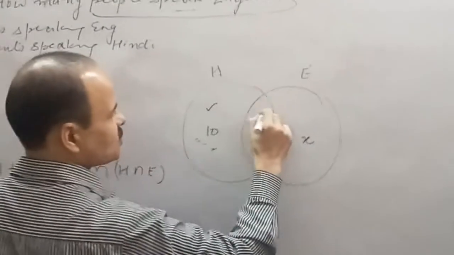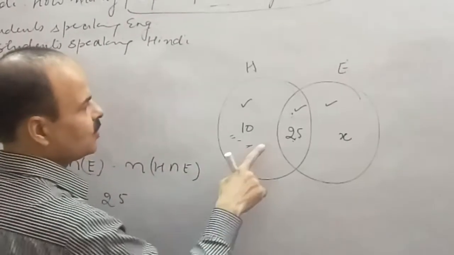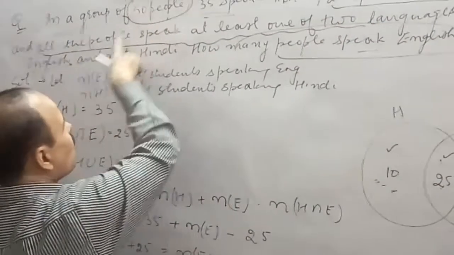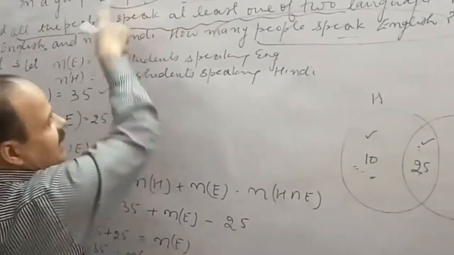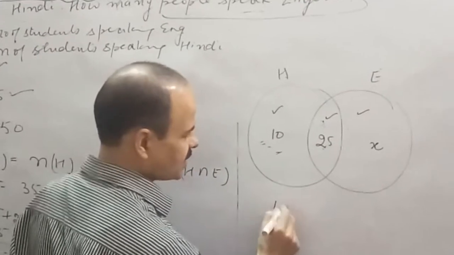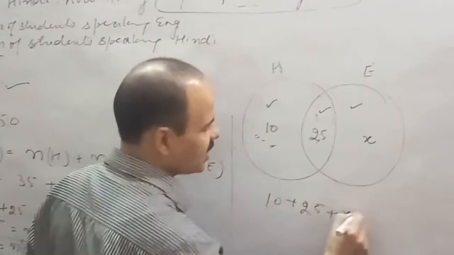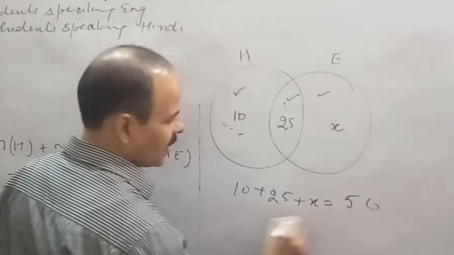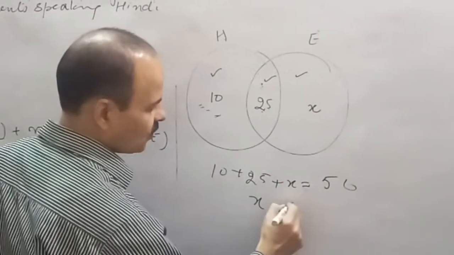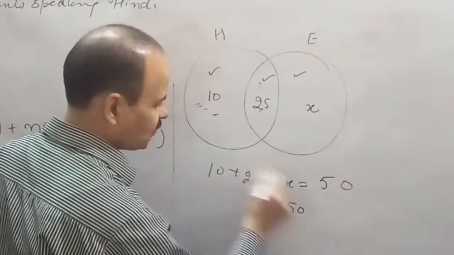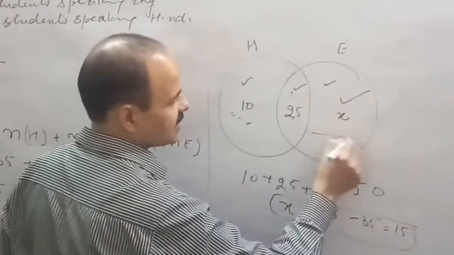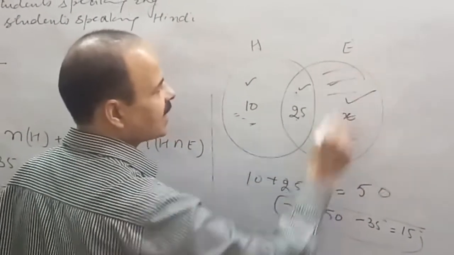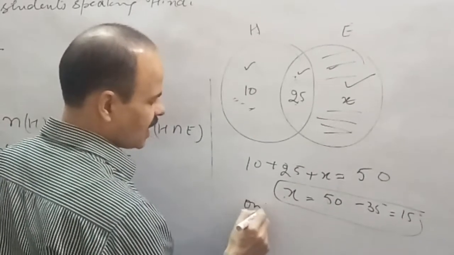Now these three portions are counted as union. So union is given 50 because all students are speaking at least one language. So this total will act as union. So 10 plus 25 plus X will be equal to 50, and X will be equal to 50 minus 35, which will give you 15. So this X is 15, which means only English. This portion is counted as only English, not Hindi.